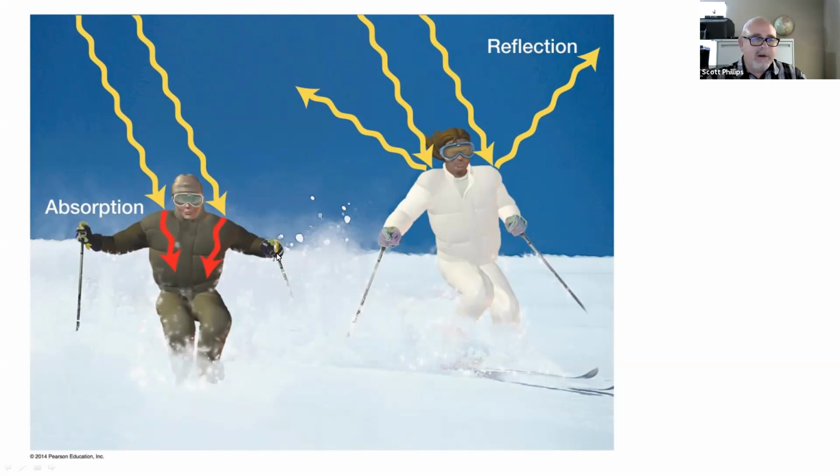Here, this person has a dark jacket on while they're skiing, and this person has a light colored jacket on while they're skiing. And you can imagine which one is going to warm up the most. It's going to be the dark colored one, because dark colors will absorb more energy from the sun, where light colors will reflect more energy from the sun. So that's a real basic level.